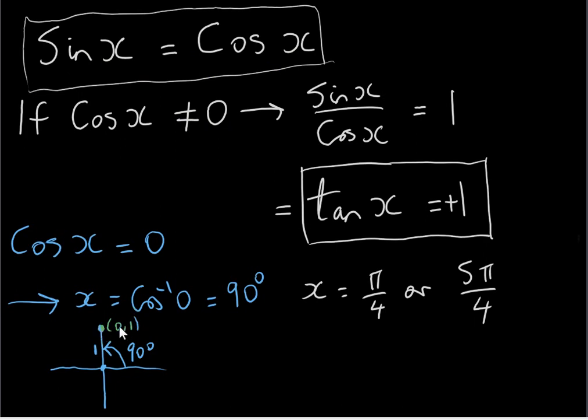Another point whose x coordinate is 0 is here. The coordinates of this point are 0, minus 1. So what angle does this point correspond to? Well, this is actually cos 270, sine 270. This angle here, measured anti-clockwise from the positive x-axis. So another solution to this equation is 270 degrees.